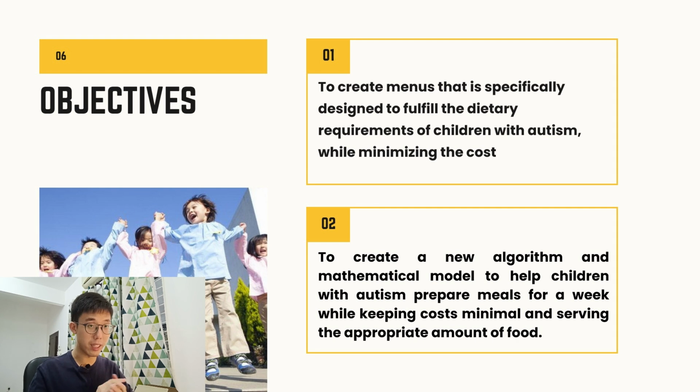Now, here are the objectives of my research. First, to create menus that are specifically designed to fulfill the dietary requirements of children with ASD while minimizing the cost. Second, to create a new algorithm and mathematical model to help children with autism to prepare meals for a week while keeping the cost minimal and serving the appropriate amount of food for their growth.